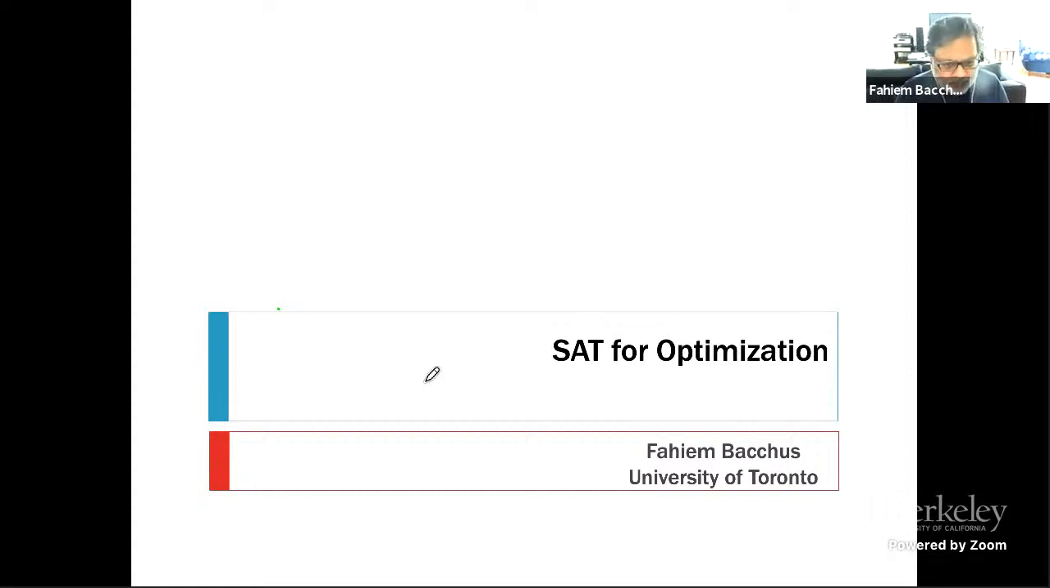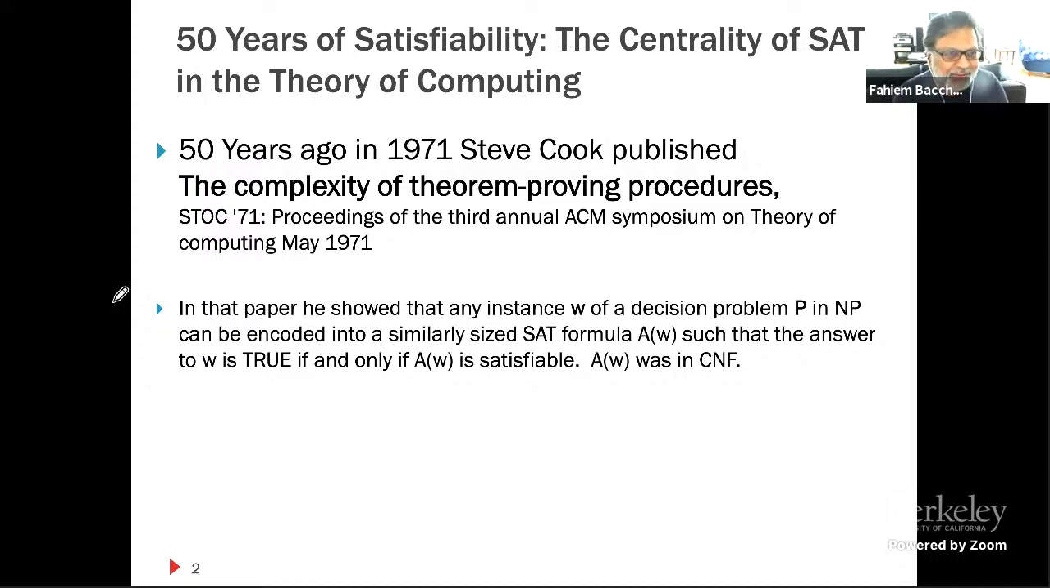So, since the title of the workshop is 50 years of satisfiability, 50 years ago is when Steve Cook wrote his beautiful paper, Complexity of Theorem-Proving Procedures. In that paper, he showed that any instance of a decision problem in NP could be encoded into a similarly sized SAT formula, which is satisfiable if and only if the answer to the decision problem is true. And in fact, that SAT formula was a CNF SAT formula.